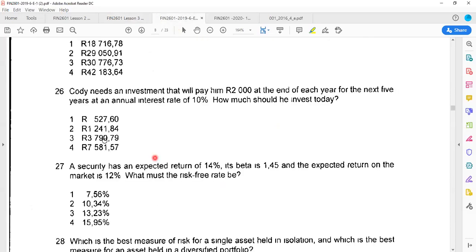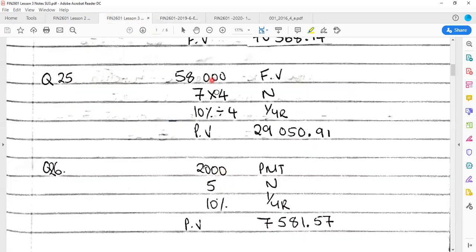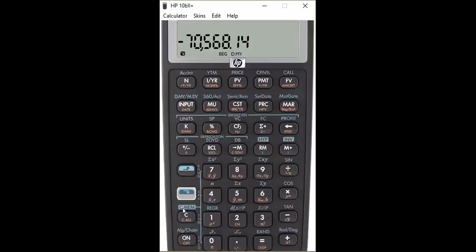And then lastly, question 26. Cody needs an investment that will pay him 2,000 at the end of each year for the next 5 years at an annual interest rate of 10%. How much should he invest today? So always remember, when you're doing this other calculation, to take your calculator out of beginning mode when you're done, otherwise you'll get wrong answers. Then it's 2000 PMT, 5 is N, 10 is our interest, and we get 7,581.57.